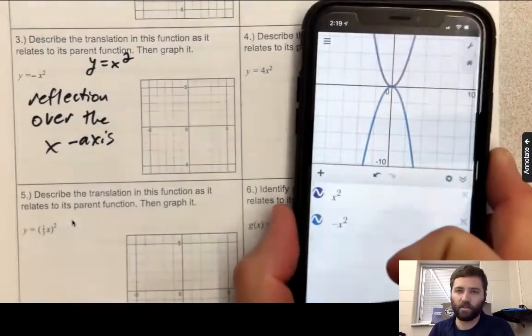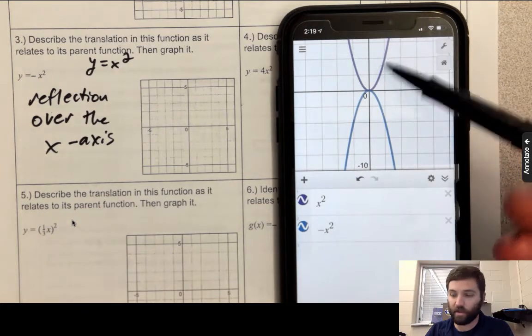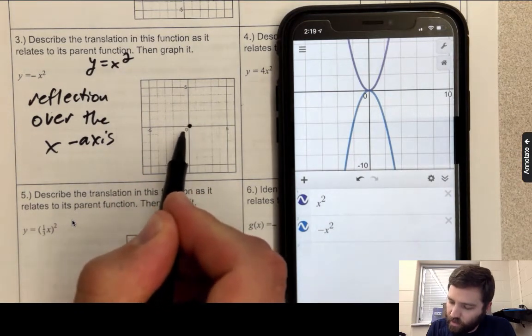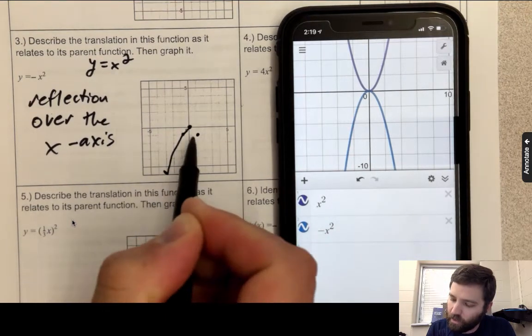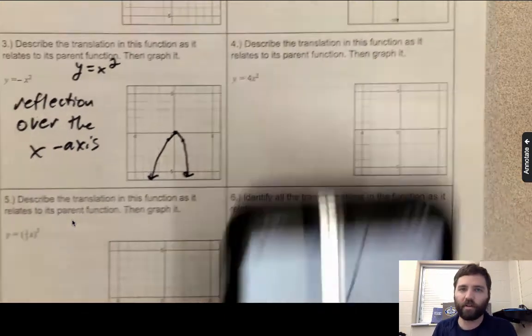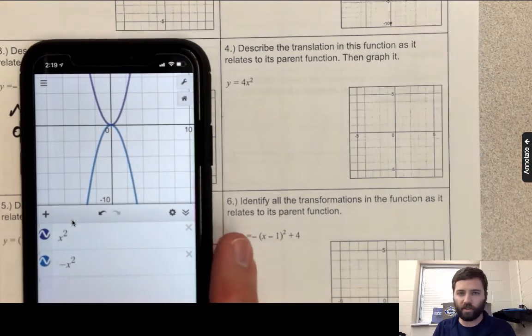And again, looking at the graph here, you can see that it's just been flipped over the x-axis, right? And so again, just a sketch is going to be fine. (0, 0), (-1, 1), and something like this. It's not beautiful, but it should be fine. All right, next one. Describe the translation in this function as it relates to the parent function.